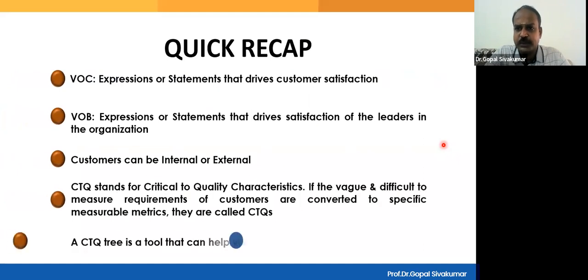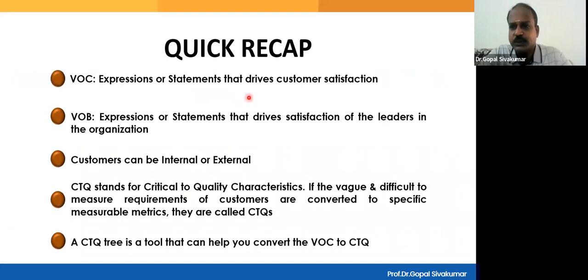So what is it that we learned in this particular session? Voice of customer, or the expressions or statements made by your customer that eventually drive their satisfaction. Voice of business, or the expressions or statements that drive satisfaction of the business leaders in your organization. And customers can be internal or external. If the customer is within your organization, he is considered the internal customer. For example, the output produced by my process comes to your process, right? I belong to the production department and you belong to the assembly department. All that I produce finally comes to the assembly department. Now the assembly department is an internal customer to the production department, isn't it? Something like that. Or if the customer is outside of the organization, he will be considered as an external customer.